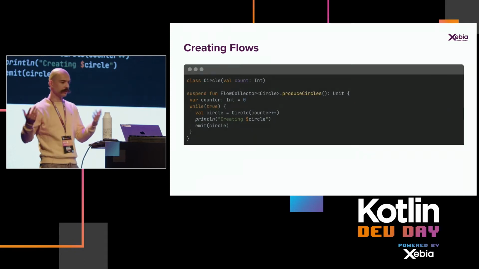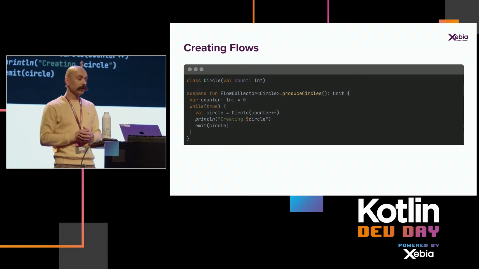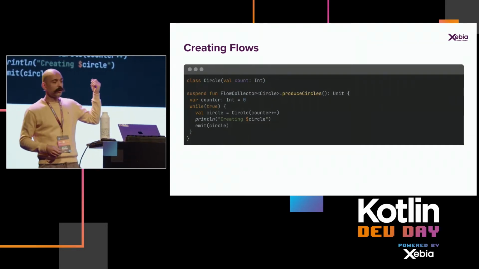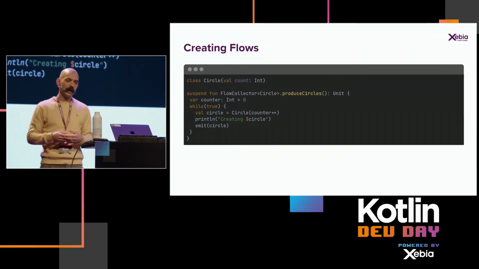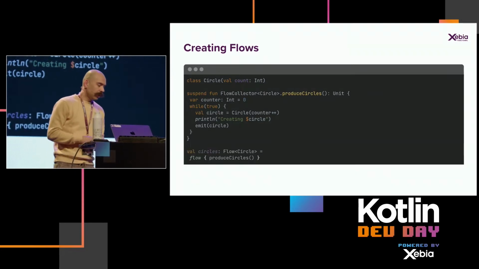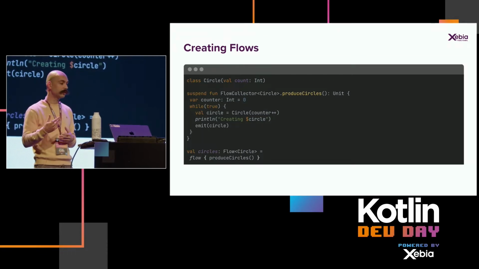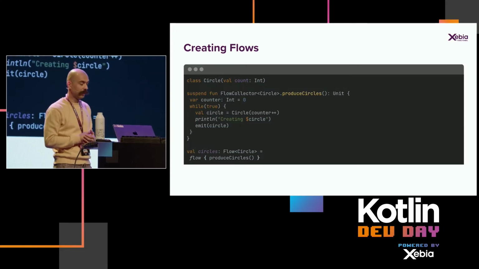And downstream, we can control how many circles we want, as you will see in a little bit, or at what pace the circles get created. First, we create a circle incrementing the counter. We make a simple log statement, and we emit the circle downstream. And if you want to turn that into an actual KotlinX Flow value, we can very simply call this function inside of the flow builder, and that gives us a value of circles.